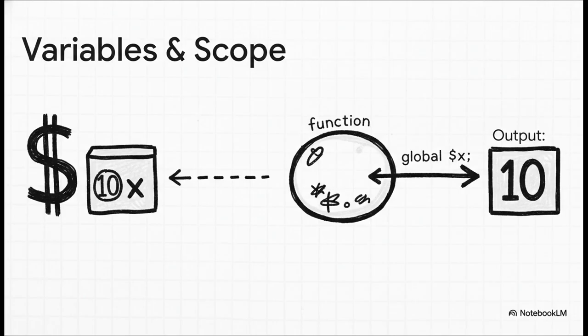First line, $x equals 10. In PHP, all variables start with a $ sign. That's a rule. Here we're just creating a container called x and putting the number 10 inside it. Simple enough. But then we have a function. Think of a function as its own little isolated world. By default, it can't see the x that we created outside. It's in a different scope. So if we want the function to use that outside variable, we have to explicitly bring it in using the keyword global. That line, global $x, is like opening a window from inside the function to the outside world. After that, echo $x can see the value and it will print out 10.